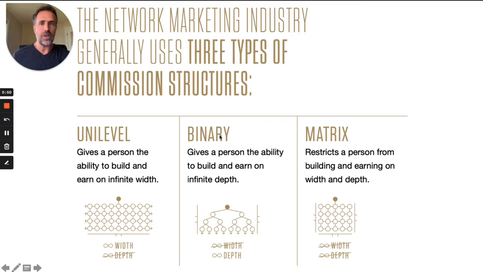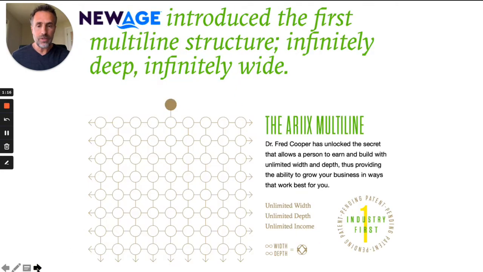The binary gives the person the ability to earn on infinite depth. So you're basically paid on the volume of your organization, not on the number of levels. A matrix restricts you from building wide and building deep. So there's a certain number of people you can enroll wide, and you get paid to a certain number of levels deep. So that's the matrix.